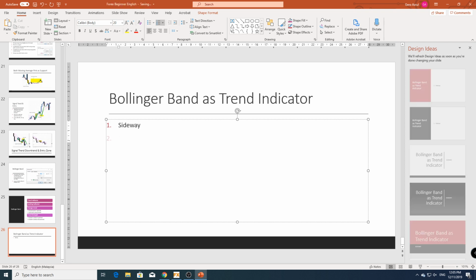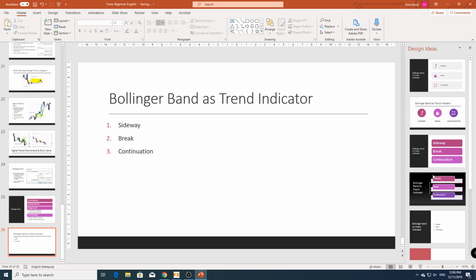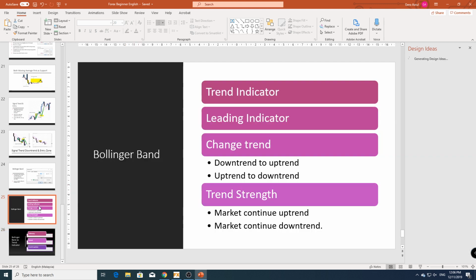The second part is that after the sideway, you can understand the market has volatility. It's called the break. The sideway is called the break. And then another one is called the continuation, right? So basically they have three types of Bollinger Band trend indicator: it shows the sideway, the break, and the trend as a continuation. This is a basic understanding that you need to ingrain in your brain to understand how the Bollinger Band works as a trend indicator, right?